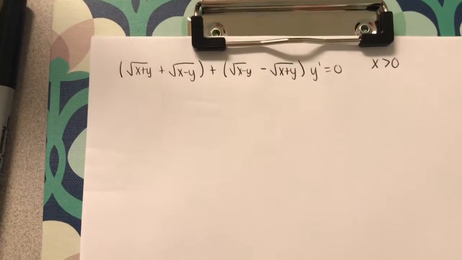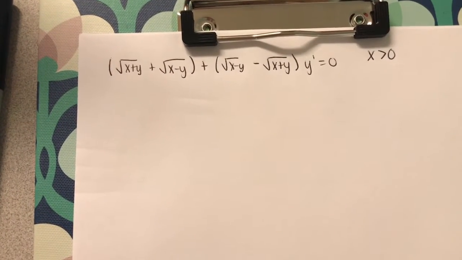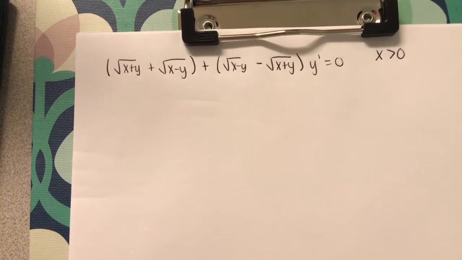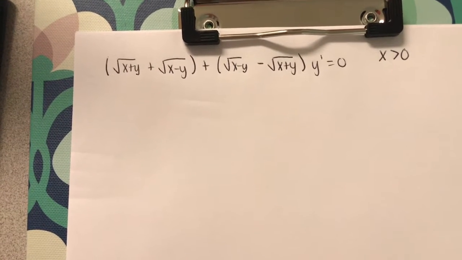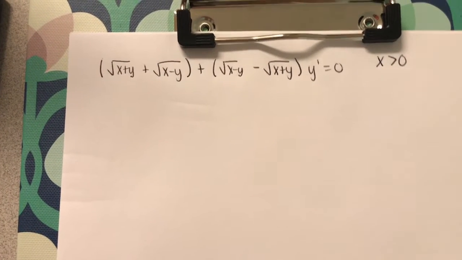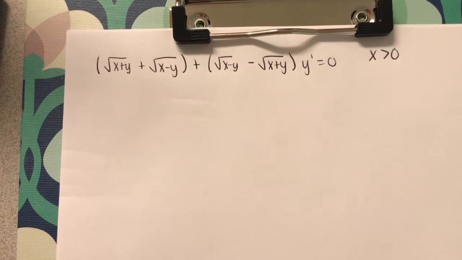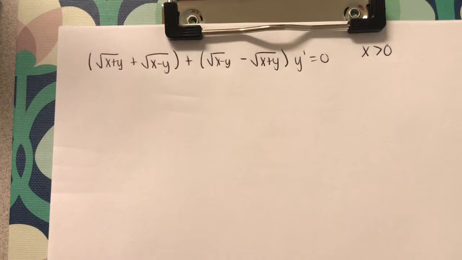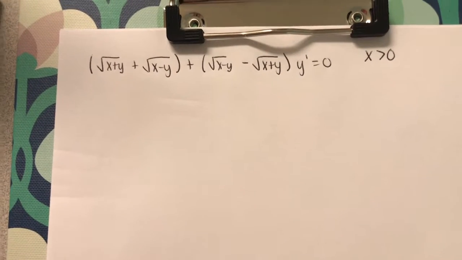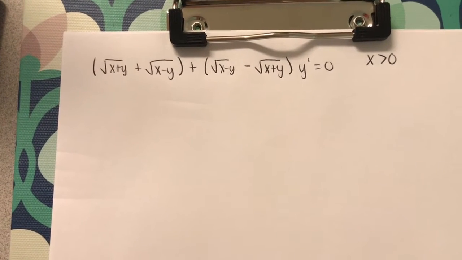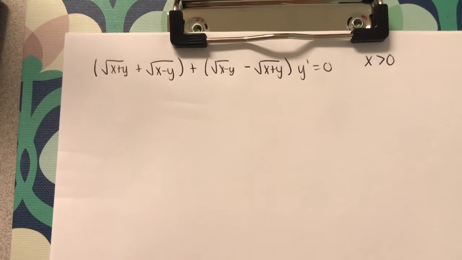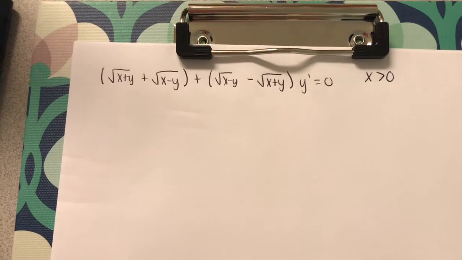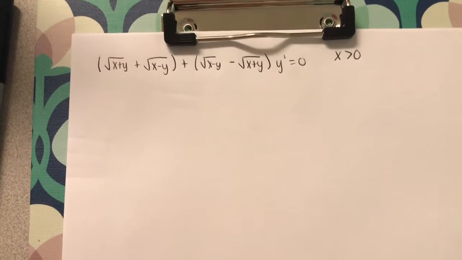Let's look at this differential equation where in one set of parentheses I have the quantity square root of x plus y plus the square root of x minus y, and in my other set of parentheses I have the square root of x minus y minus the square root of x plus y, times y prime equals 0. And they gave me an initial condition that x is greater than 0. So now we're going to have to test for homogeneity.